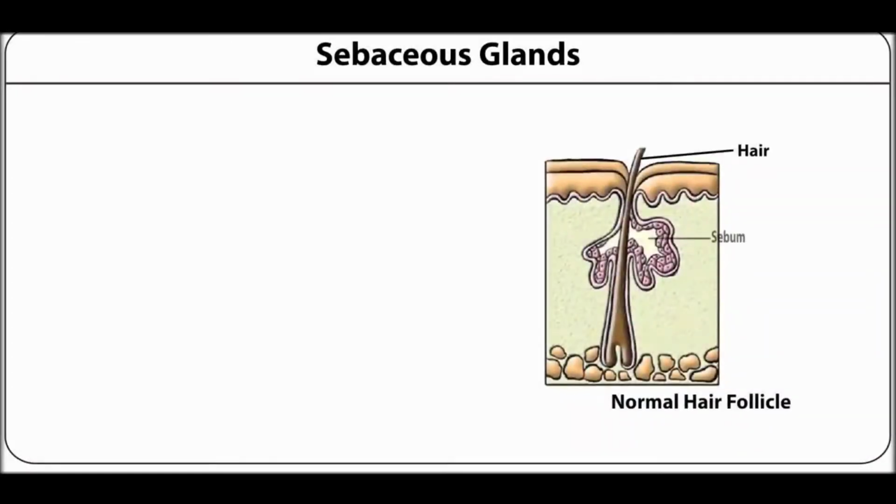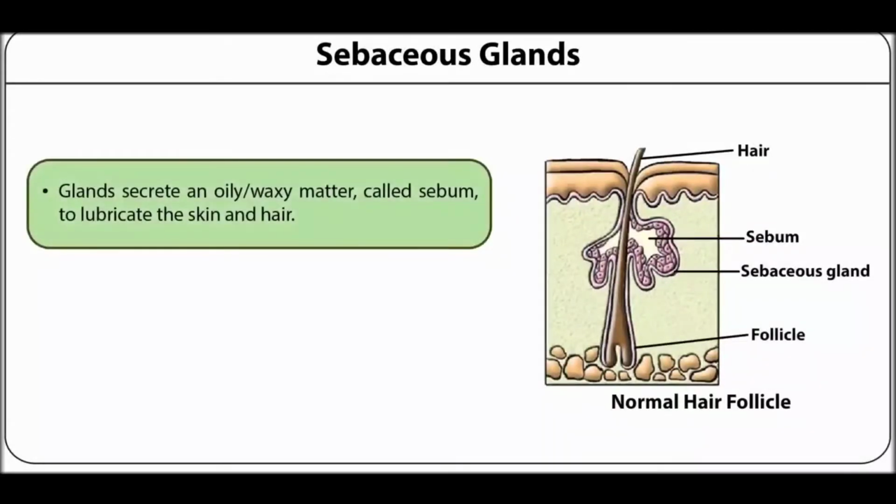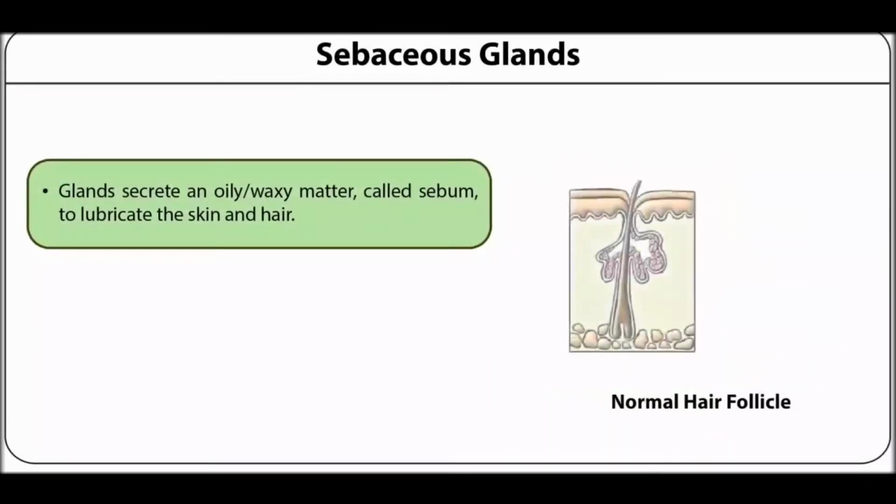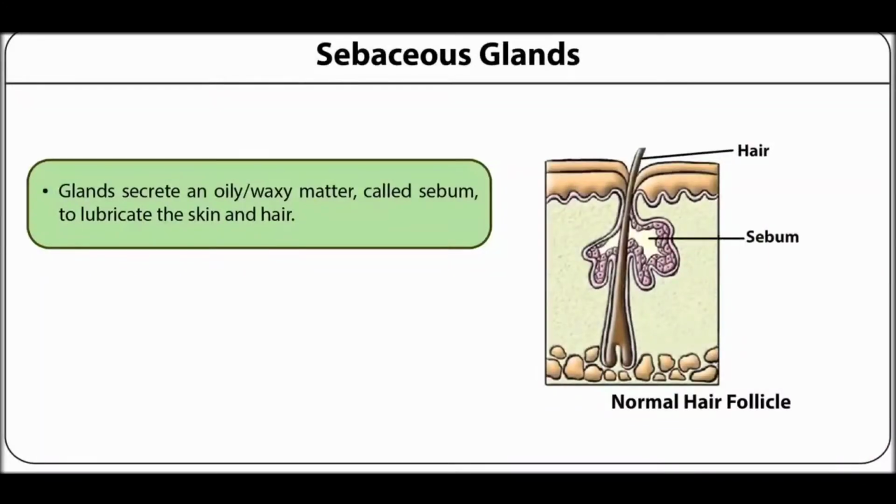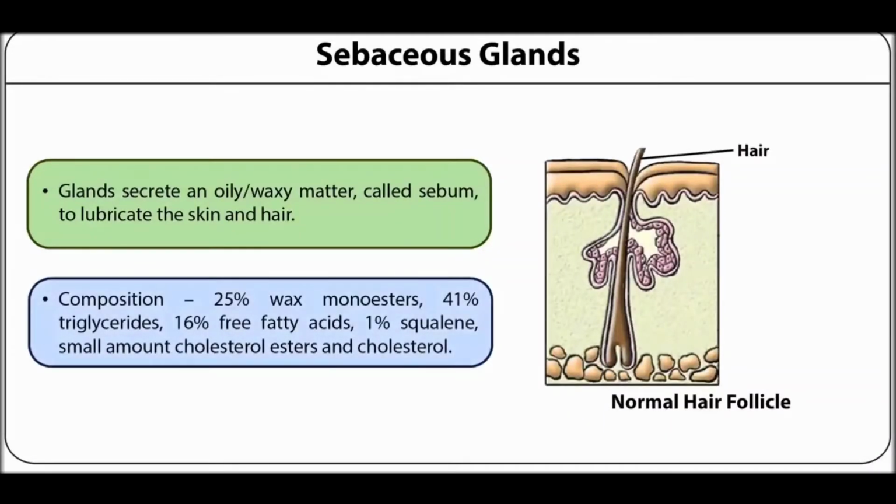The sebaceous glands. You can see that they are present in very close proximity to the hair follicle. The glands usually secrete an oily or waxy matter referred to as sebum, which does the job of lubricating the skin and hair surface. The composition usually consists of wax, monoesters, triglycerides, free fatty acids, squalene, and a very small amount of cholesterol esters and cholesterol.